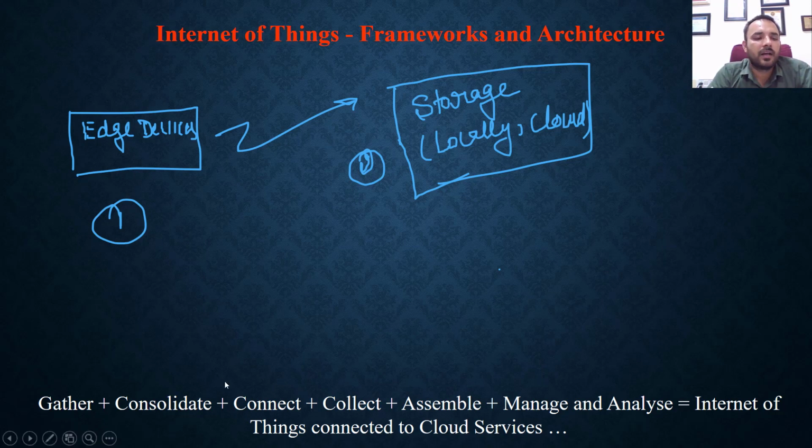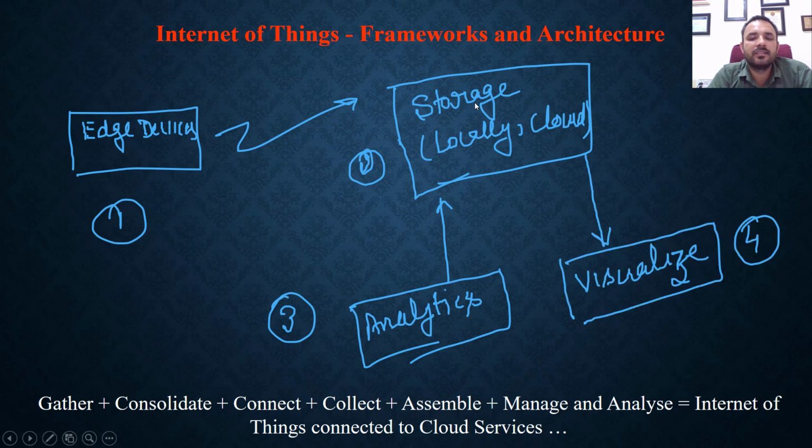Fine. And the architecture consists of gather, consolidate, connect and collect. These first four parts can be done with the edge devices. Next, assembling or storing the information is done by this second unit. Third one is your analysis, and fourth one is the visualize. Without this second and third block, it is not possible to complete the IoT system.